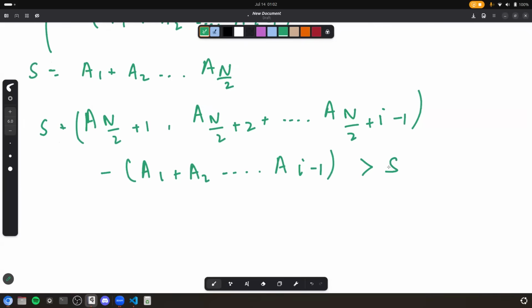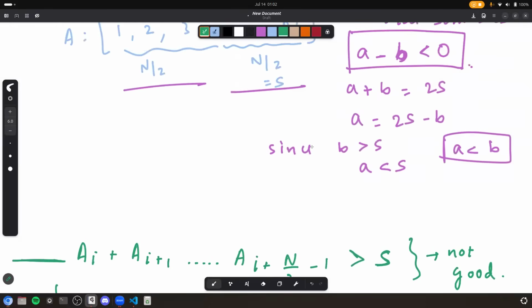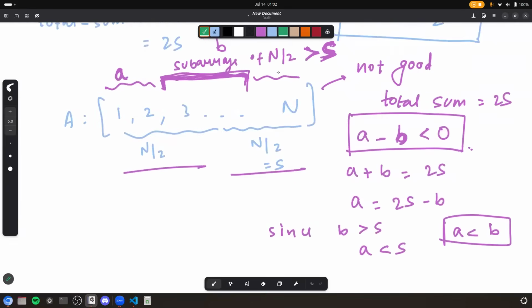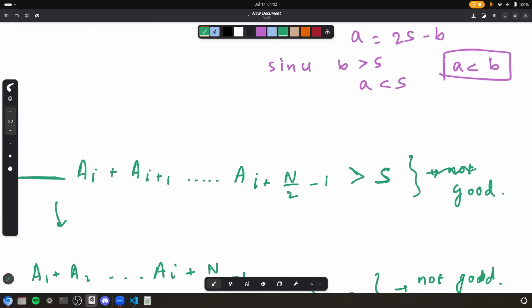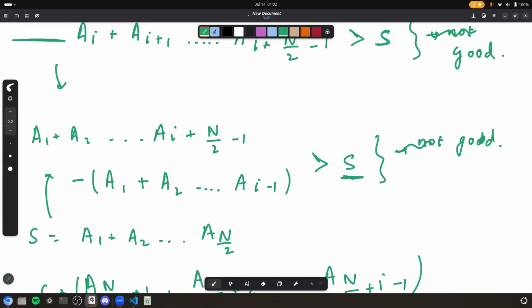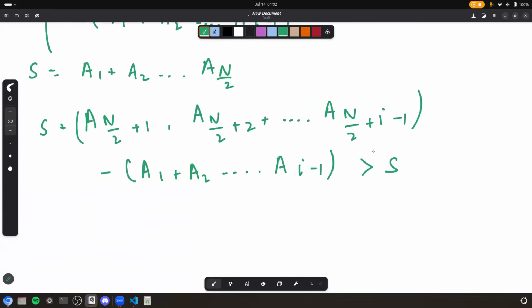So if we find some subarray which has sum greater than s, then it will become good, since we have now a minus b less than 0. So this would be the condition for making an array good. So this is the condition for making some array good. And for it being bad, what we can do is, just a second, let's first subtract s from both sides.